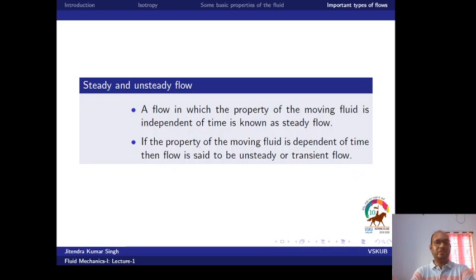Now we shall discuss steady and unsteady flow. A flow in which the property of the moving fluid is independent of time is known as steady flow. So if the fluid property does not depend upon time, then such a flow is said to be steady, while in another kind of flow where the fluid property depends upon time, such a flow is said to be unsteady or transient flow.